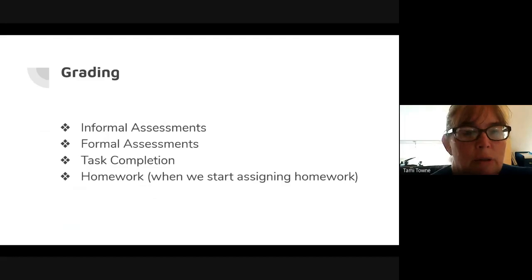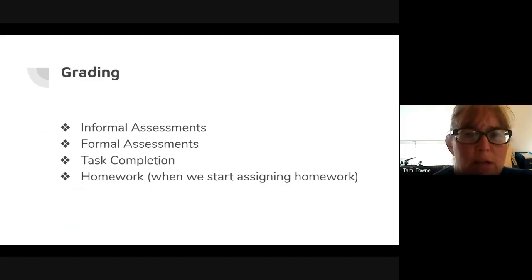I do not do a lot of large unit tests in math. Unfortunately, some of the information is so close to something we did the week before that the kids get confused. So I would rather do it in small chunks. So I do a lot more quizzes and short assessments rather than long formal assessments.